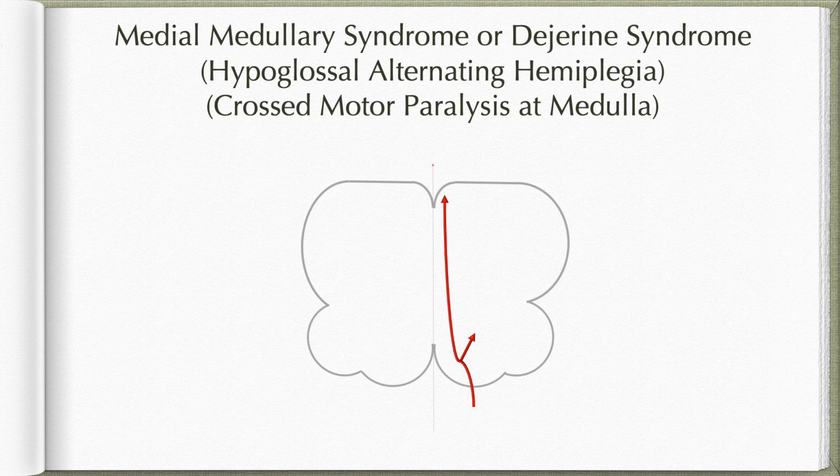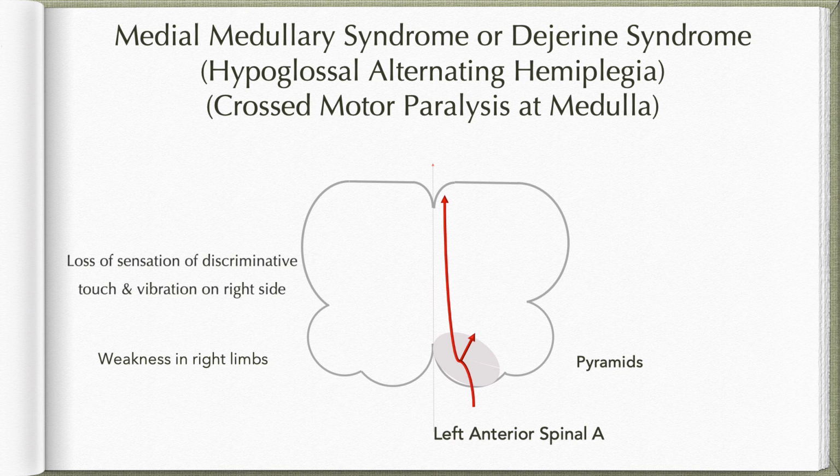So this condition is caused because of the involvement of the anterior spinal artery. In this particular case, it is the left-sided anterior spinal artery. So what are the symptoms, and what are the structures involved because of that? The patient presented with weakness of the right-sided limbs. Now that was because of the involvement of left-sided pyramids, contralateral control. Patient presented with loss of sensation of discriminative touch and vibration on the right side. That's because of the involvement of left-sided medial lemniscus.